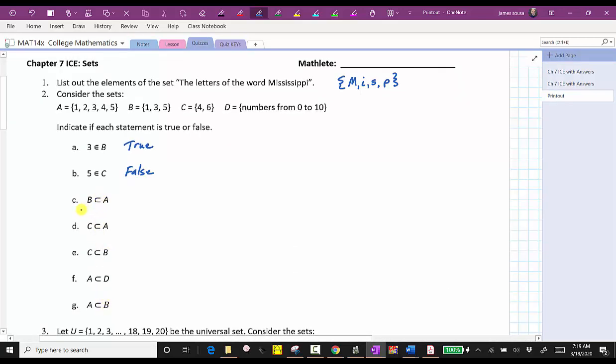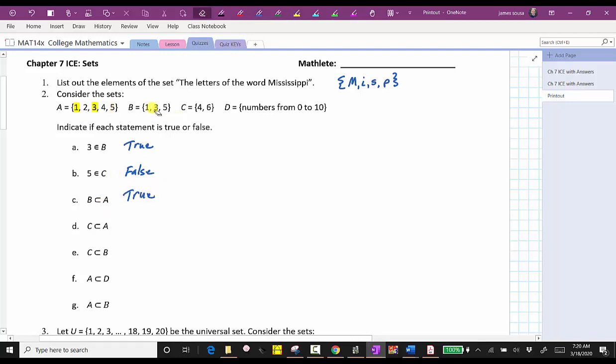So first, for C, we want to determine if B is a proper subset of A, which means all the elements of B must be in A, and the two sets cannot be identical. Well, B contains the elements 1, 3, and 5, and notice A also contains the elements 1, 3, and 5, and therefore B is a proper subset of A. C is true.